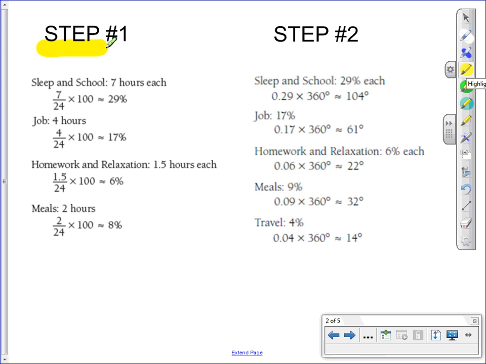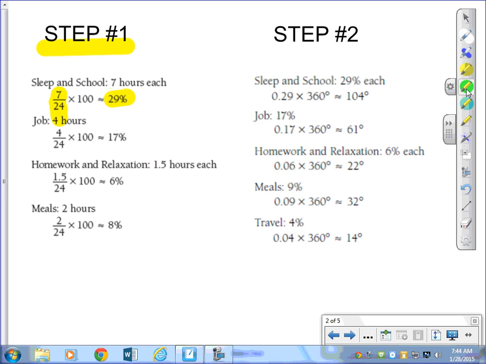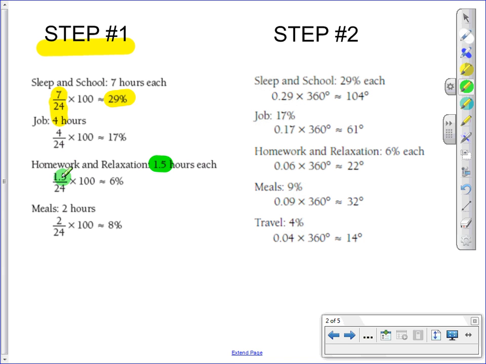on the left-hand side, pardon me, and that is figuring out the percentage of each. So you'll notice that for sleep, 7 hours is 7 out of 24 hours in the day. Multiply that by 100 and we get 29%. Similarly with homework and relaxation, 1.5 hours. 1.5 out of 24 times 100, it's like you get 1.5 out of 24 on a test. That's only 6%.